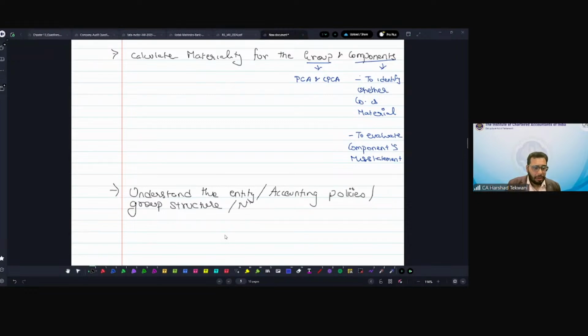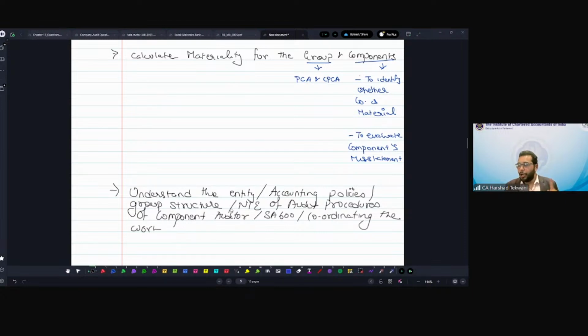Nature, timing, and extent of audit procedures of component auditors, because that is necessary for me to determine whether their work is adequate or not. Yes or no? I will consider the requirements of SA 600, other requirements like competency and all that stuff. I will be coordinating the work. So all these things I will do.